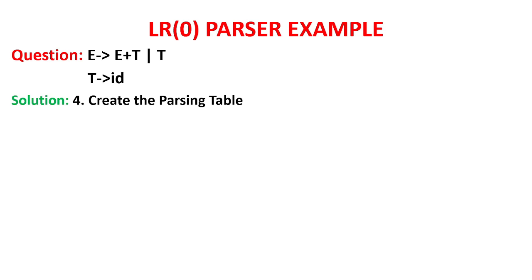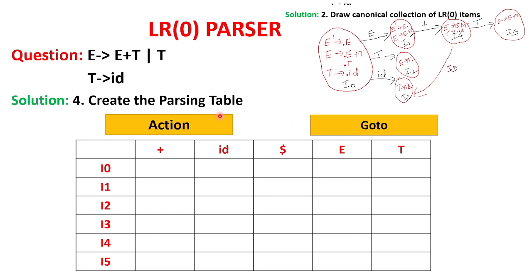Now we have to create the parsing table. I have drawn the canonical collection, I have numbered the productions, and also the augmentation of the grammar has been done. So now I can create the parsing table. This is a parsing table. We have an action part and we have a go-to part.